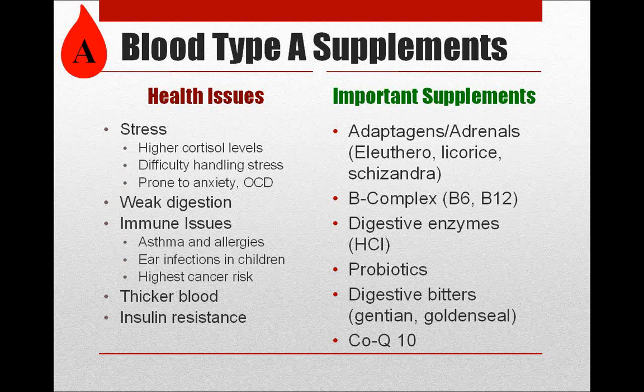They do tend to run thicker blood, so you will see their AG ratios higher most of the time in blood reports. And they are more prone to insulin resistance, so that's the hyperinsulinemia or the syndrome X, and that's connected again, like we said, with that cortisol going up.